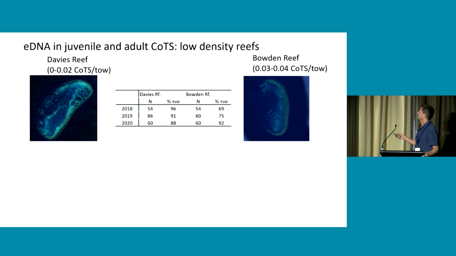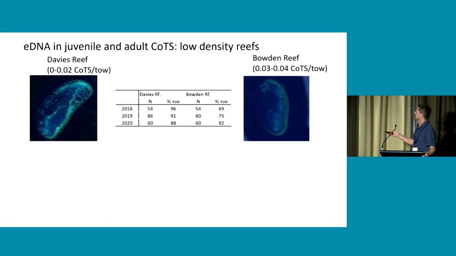Now, coming to the juvenile and adult samples, with those we're taking many samples. Currently we're taking all samples ourselves. We have two reefs which we followed over the last 3 years, which are Davies and Bowden Reef, which we have chosen because of the reasons I've shown before. Basically, they would be classified as non-outbreak reefs because they have very low manta tow data, but they have a few COTS sitting on the reef.